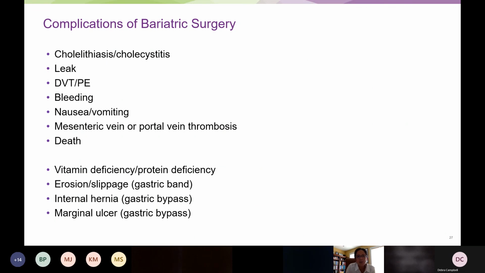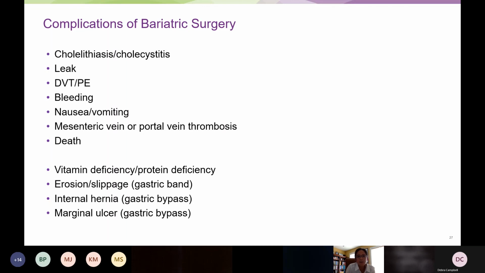So the key to eliciting the causes of nausea and vomiting is looking at the patient's history. If it's early on after surgery, worry a little bit more about things like thiamine deficiency, or whether there is a stricture in the surgery that we did.